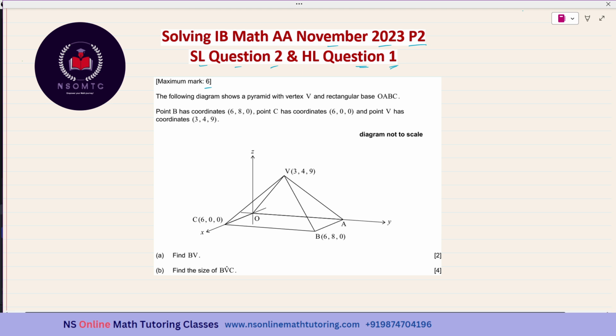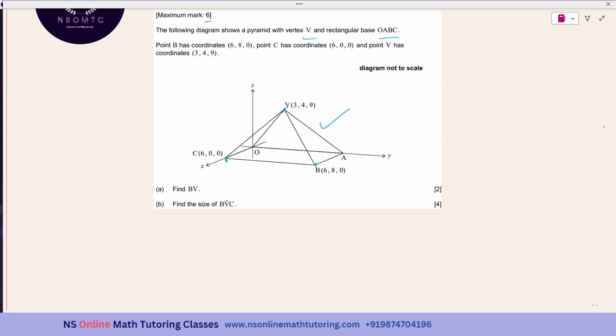The following diagram shows a pyramid with vertex V and rectangular base OABC. This is the pyramid. Point B has coordinates 6, 8, 0. This is B. Point C has coordinates 6, 0, 0, and point V has coordinates 3, 4, 9. There are two subparts. Subpart A is saying find BV. That is this one. Find BV means we have to find the distance or the length of the line segment BV.